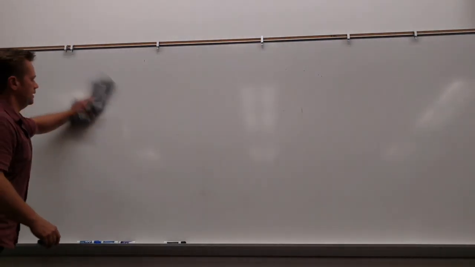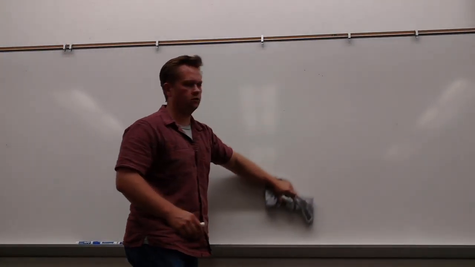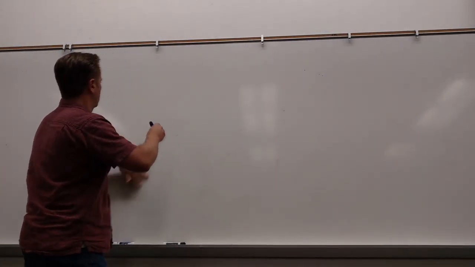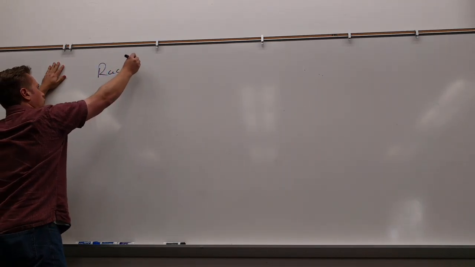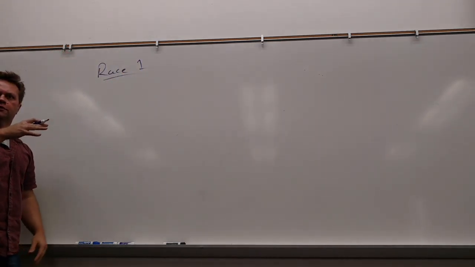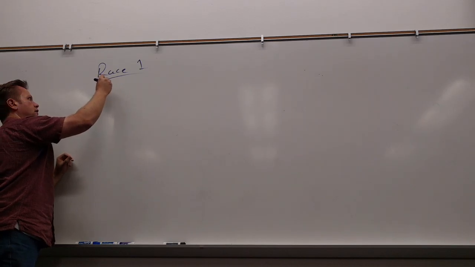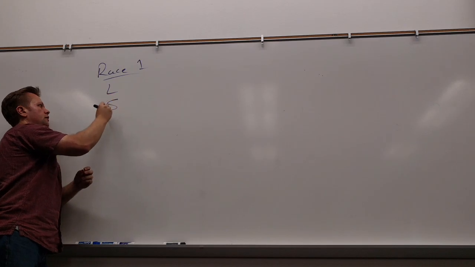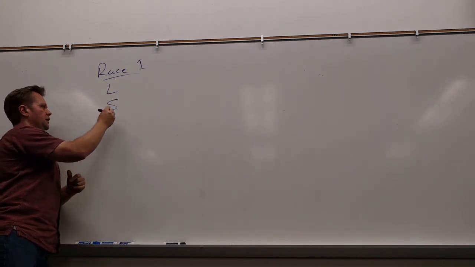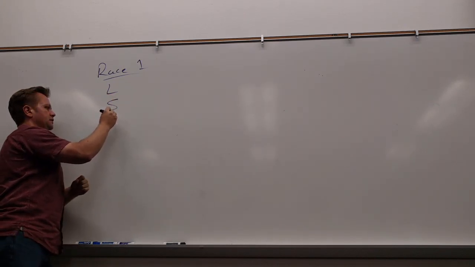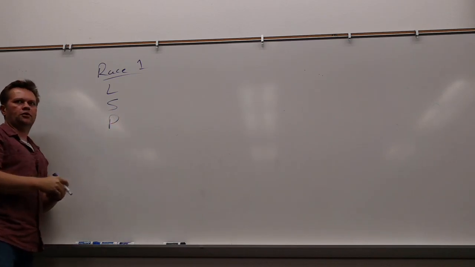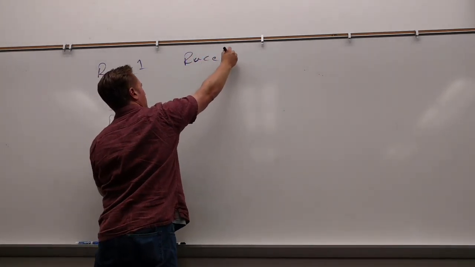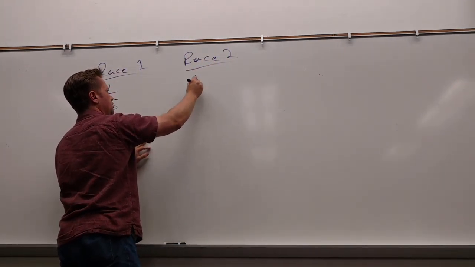So let's say I'm going to bet on the first two races at a racetrack. And race one has three horses I can pick from. So there's like a Little Miss Thing, something or other, and Paul. And then race two has four horses I can pick from, just to make it easy.